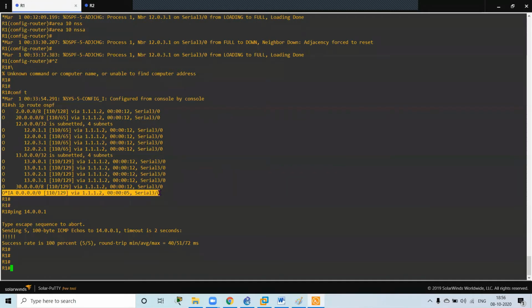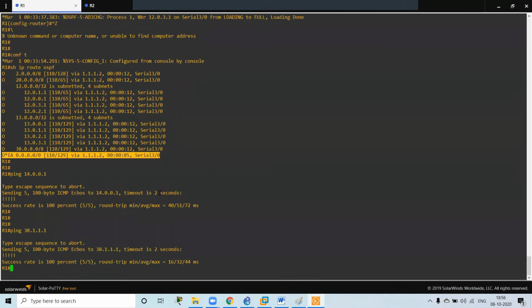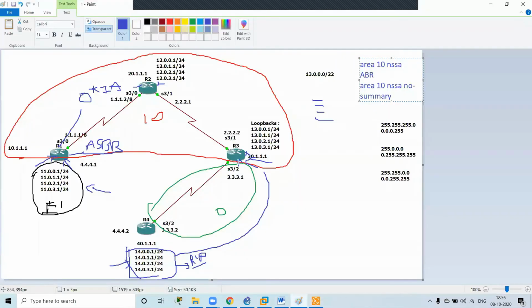So what I am running over here is stub, totally stub, NSSA, and totally NSSA. If I run totally NSSA, all the things will come in one. See, if I try to ping the OIA routes, the 30.network is my OIA route, the other area.